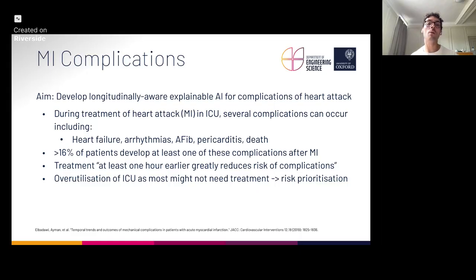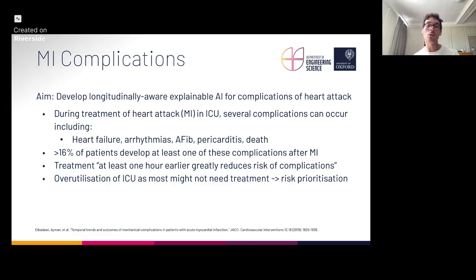If we can predict these complications in a multi-label manner at least 1 hour earlier, that will greatly reduce their risk and will help clinicians prioritize risk and direct resources where they're most needed, especially in resource-constrained settings. Addressing overutilization of ICUs will help direct treatment where it's most needed.